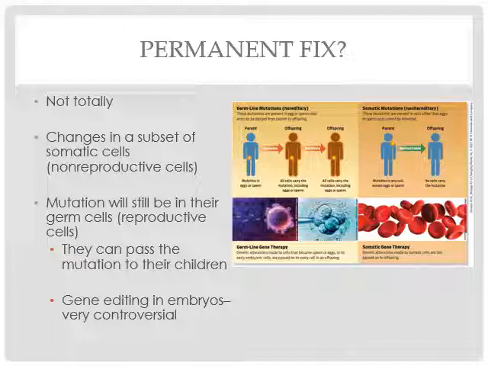But this mutation is still going to be occurring in the germ cells or your reproductive cells. These are the ones going through meiosis. So that means that although you may not be experiencing sickle cell anemia if you once had this disease, because we've gone through either gene therapy or gene editing, you can still pass this to your children.